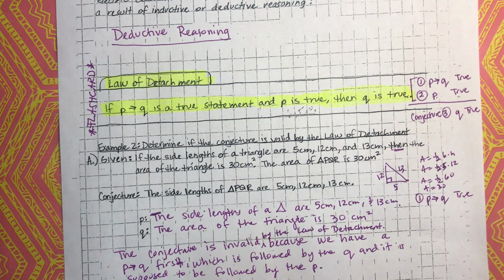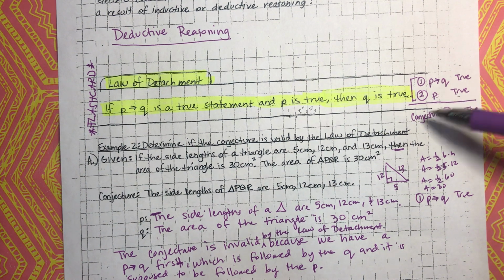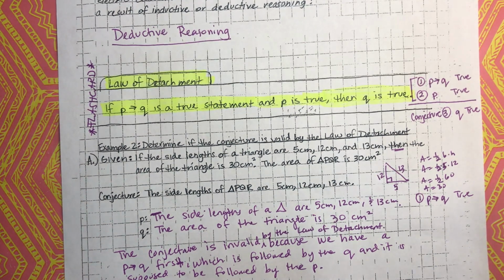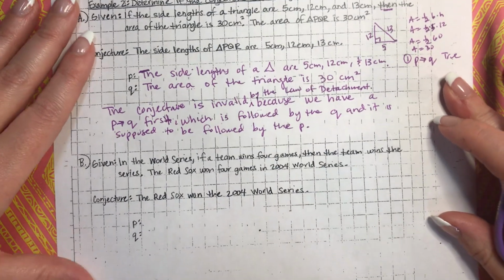Okay, so if we're talking in the realms of the law of detachment, it does not follow these steps. So it's invalid because we have a conditional, but the second sentence is not referring to the hypothesis, it's referring to the conclusion. So it's invalid by the law of detachment. All right, let's go ahead and look at the second example here.